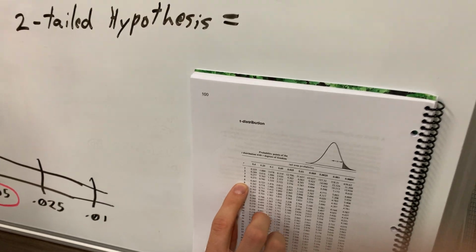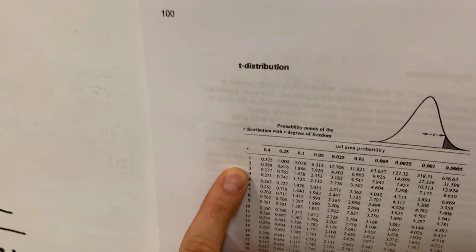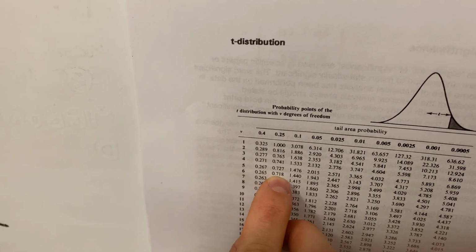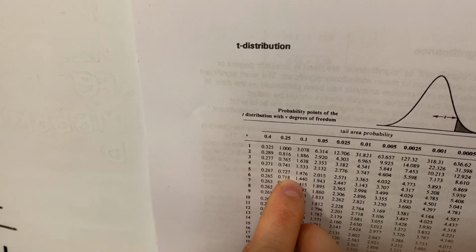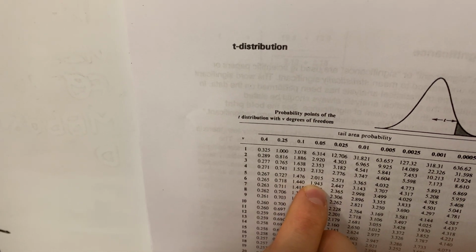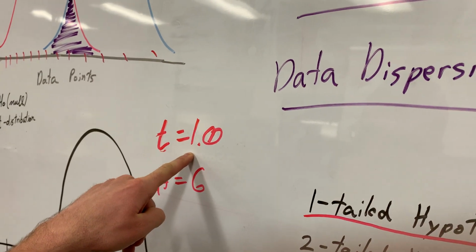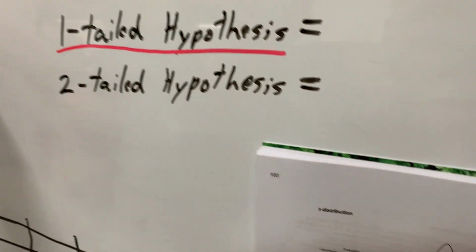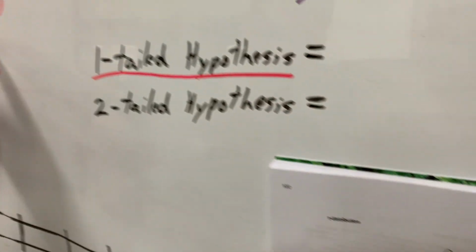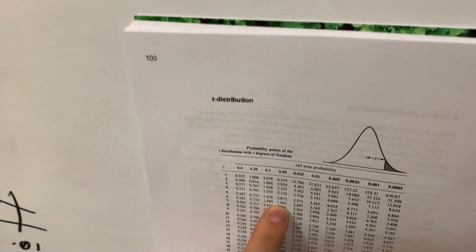Okay, so again, remember we have 6 degrees of freedom, so we're going down this far left-hand column, and we want to keep going until we reach a critical value that is under 0.05, which is our cutoff, and that's 1.943. But if you remember, if you look up here, our t-value was only 1.0, okay? So we know right away that we're not able to reject our null hypothesis.